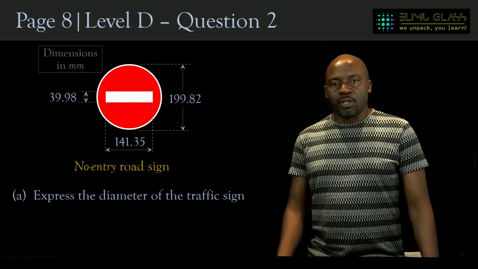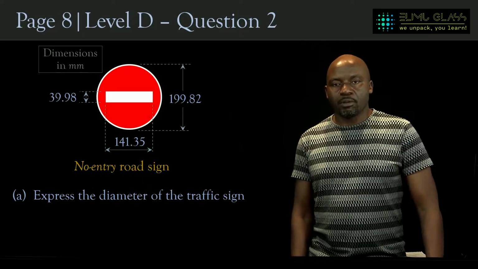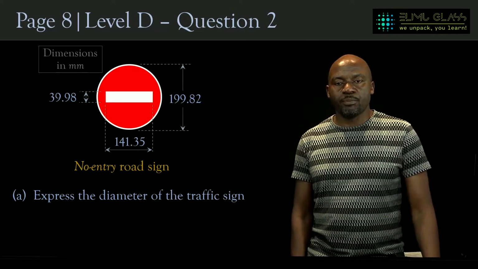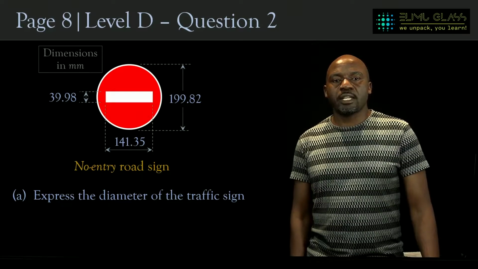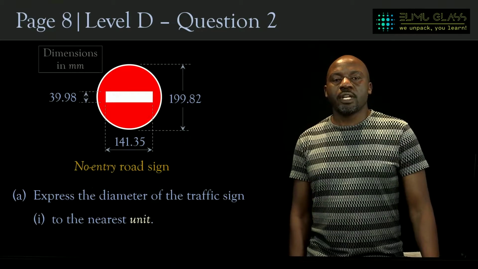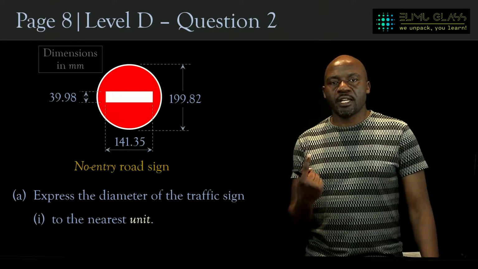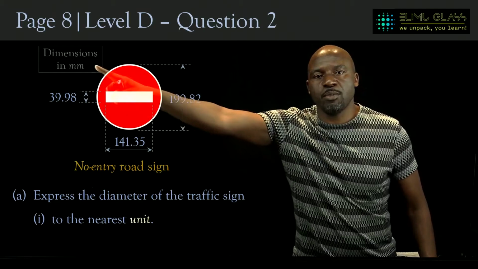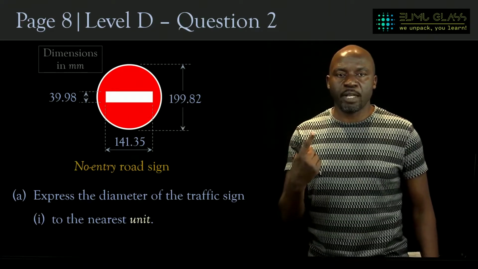Okay, so the question is to express the diameter. There's a part A and a part B. Part A says express the diameter of the traffic sign, part 1, to the nearest unit. That means to the nearest 1. In this case it's millimeters, so to the nearest 1 millimeter.